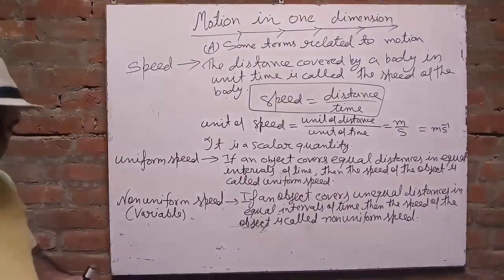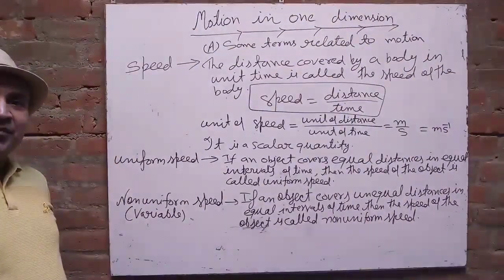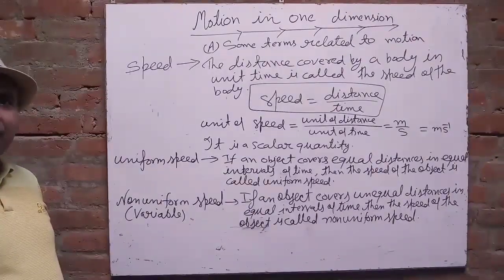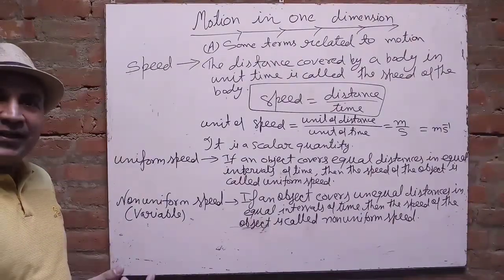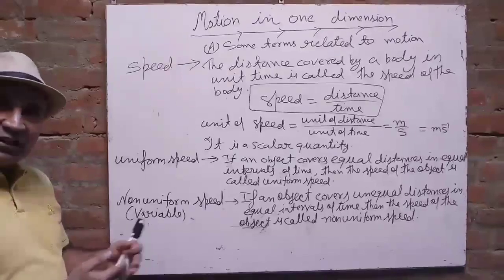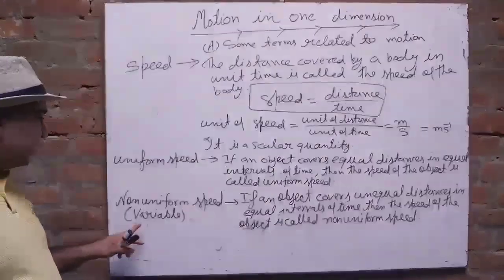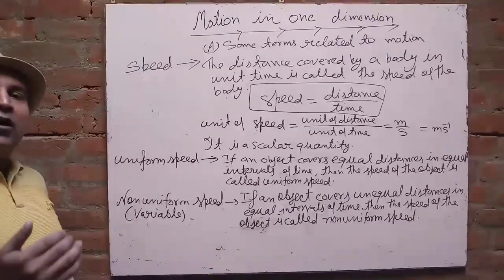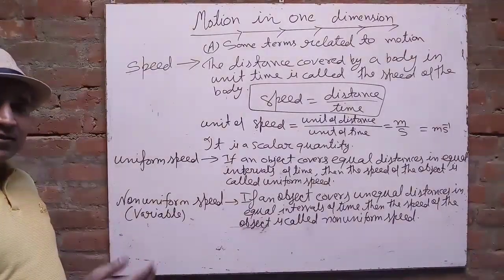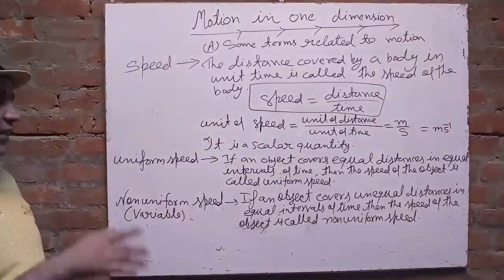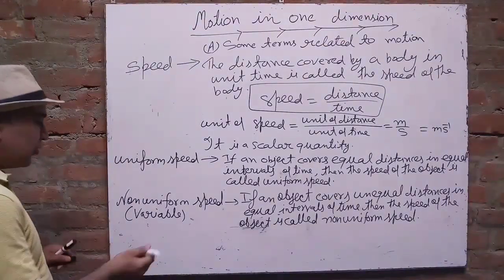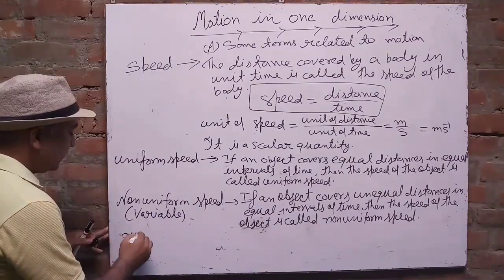Variable means changing. Suppose you are driving a bike, sometimes you are driving with a speed of 40 km per hour. After some time you are driving with 50. That means there is variation in your speed. Then that speed will be called non-uniform speed. Is this clear? If the object covers unequal distances in equal intervals of time, then that type of speed is called non-uniform speed. And I hope you know what you mean by average speed.